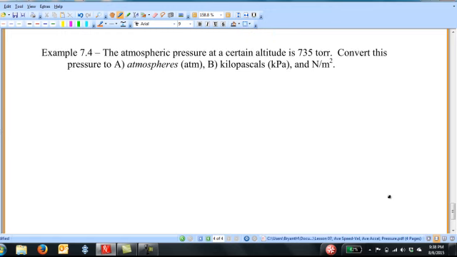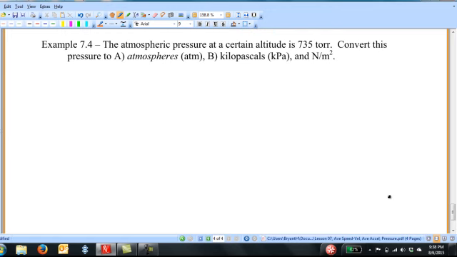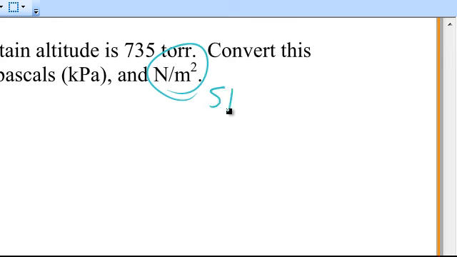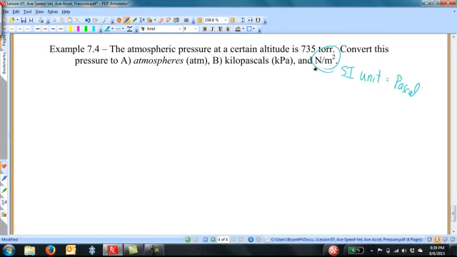So let's try a numerical example. The atmospheric pressure at a certain altitude is 735 torr. Convert this pressure into A, atmospheres, B, kilopascal, and C, newtons per square meter. Let me remark here that the SI unit of pressure is newton per square meter, and that is sometimes referred to as a pascal. A kilopascal is equal to 1,000 pascal. A newton per square meter is the unit that we'll need to work problems in if we need to make calculations involving other metric units.